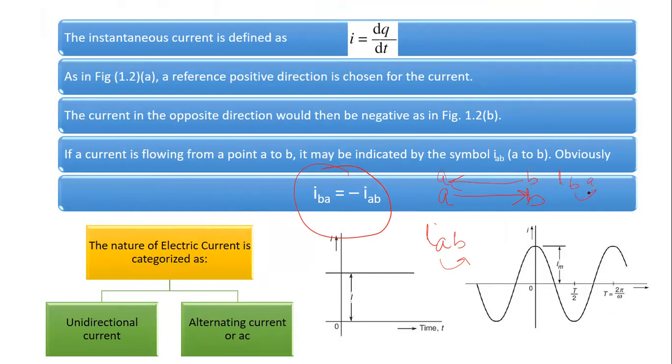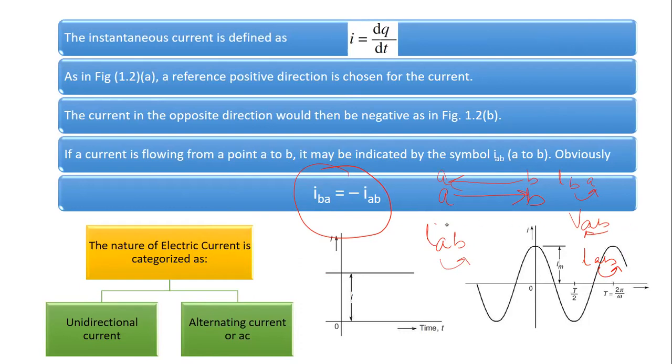So it is from B to A. Unlike voltage representation, how do we represent it? If I am writing VAB, what does it mean? The voltage is from B to A. But if I am writing IAB for current, the current is from A to B, like this. Current is flowing from A to B. So this is the representation.